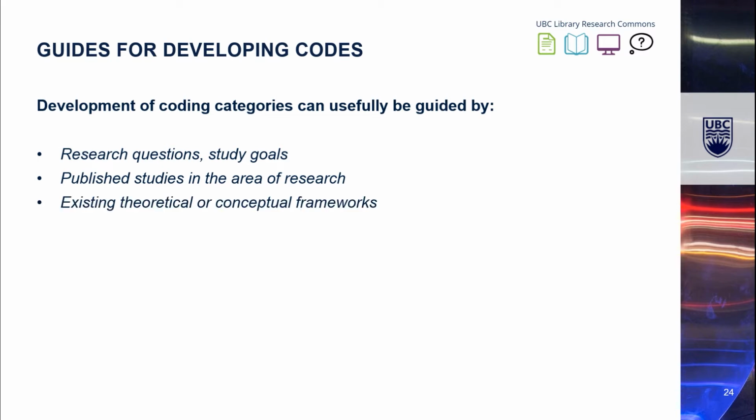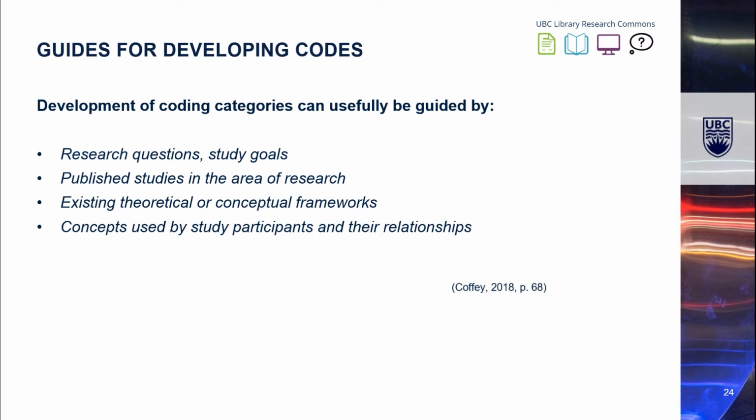This would also include consulting with existing theoretical or conceptual frameworks that we might not have considered previously when we just started coding. Lastly, concepts and terms used by participants in our study can be very instructive and useful as guides for our coding. When we use participants' terms as the labels of codes, we often call those codes in vivo codes. Importantly, it is not only the concepts themselves that we should consider, but also how participants perceive those concepts' relationships with each other.